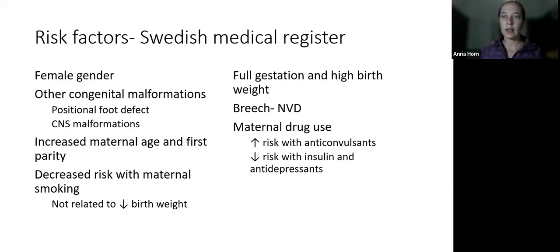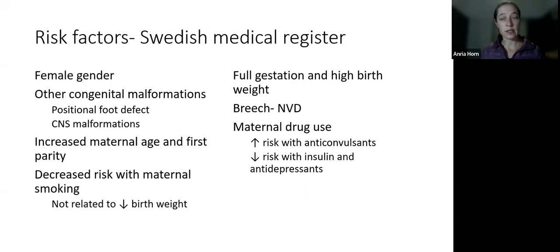One of the larger DDH registries in the world is the Swedish registry, and they identified several risk factors. Female gender is probably the most common, or the most important one. Then the presence of other congenital malformations such as metatarsus adductus and so forth. Clubfoot is not really associated, unless there's an underlying neurological cause for both the clubfoot and the DDH, which would be things like myelomeningocele or arthrogryposis.